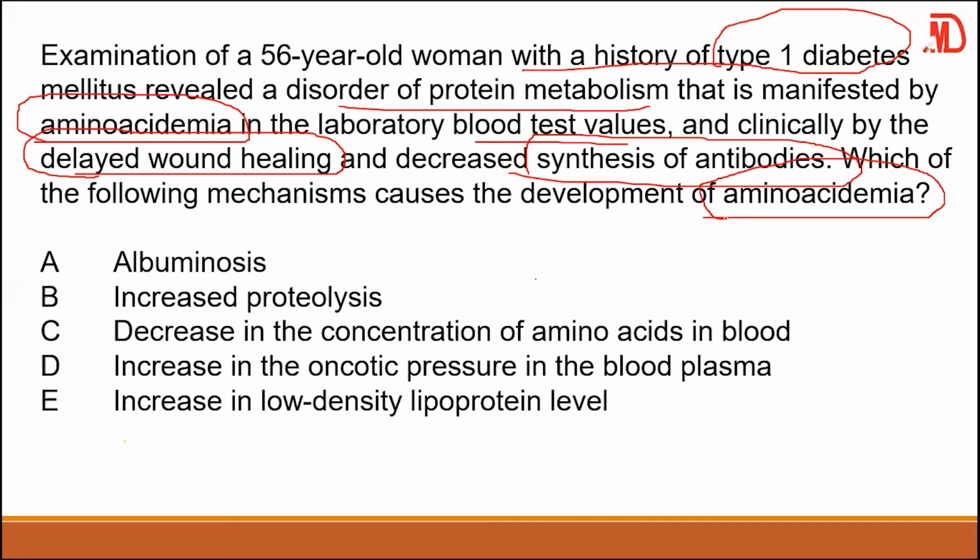So who can tell me what we are looking for? What process can possibly lead to the breakdown or the release of too much amino acid in the blood? Who can tell me? Increased protein breakdown. Thank you. That means proteins are being broken down. Guys, you guys are just too much. So that's what? Increased proteolysis. Don't go and say decreased concentration just because you have seen amino acids. Oh, no. Understand the concept and answer the question.